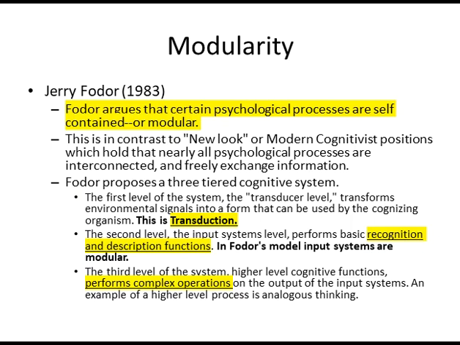The second level, the input systems level, performs basic recognition and description functions, and in Fodor's model, input systems are modular. The third level of the system, higher level cognitive functions, performs complex operations on the output of the input systems. An example of higher level processes is thinking in analogies. So what we see with this three-tiered system is a new look at how it is that we think, our cognition. The first level is very basic: we turn one form of energy, that environmental stimuli, into another that we can use. The next is where we have modularity, and then the next one we don't have modularity, where we perform more complex cognitive operations.